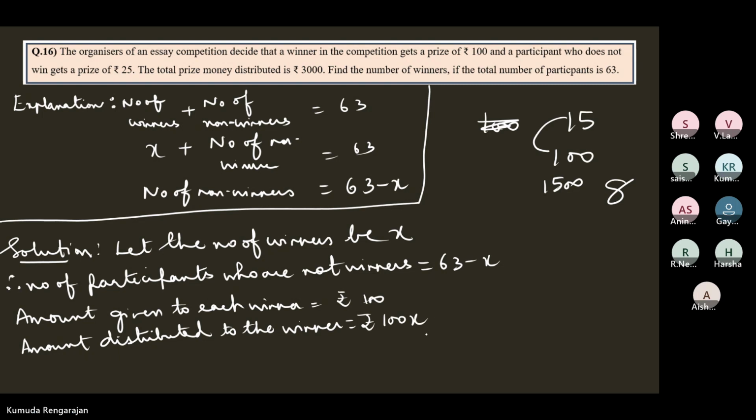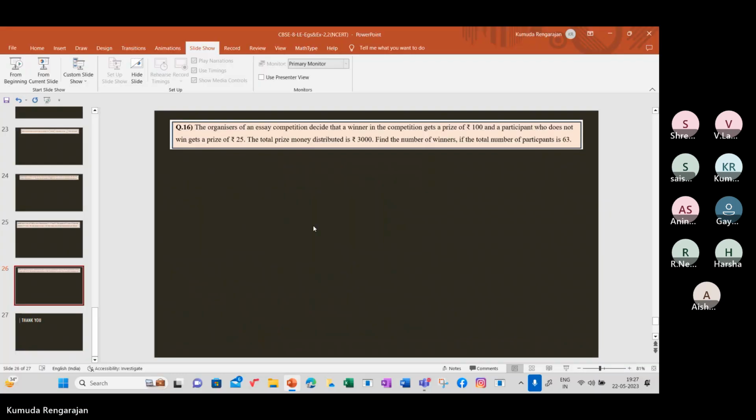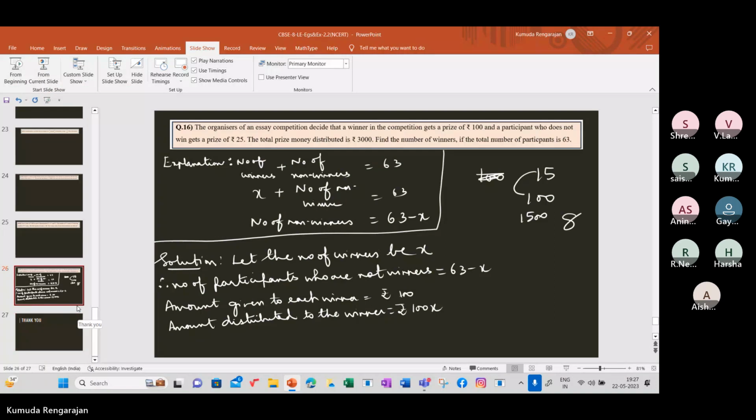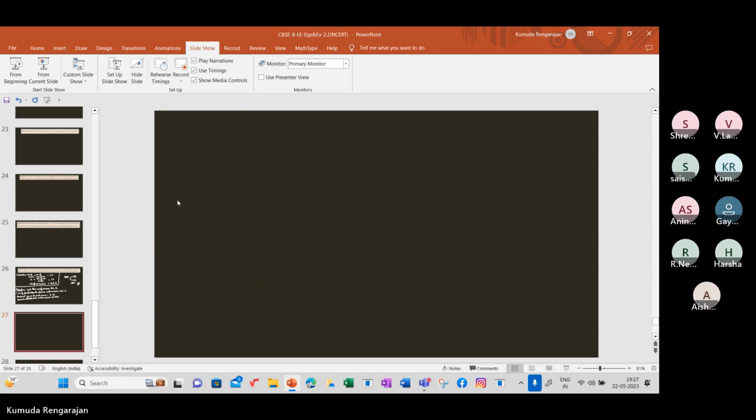Yes or no? How many winners? X. What is the money given to each winner? 100. So what is the total money distributed to the winners? 100 into X. Yeah. Next.